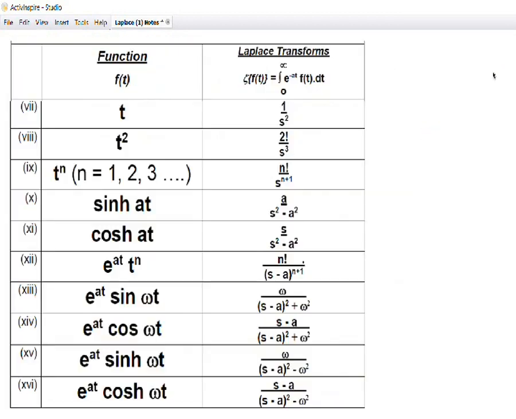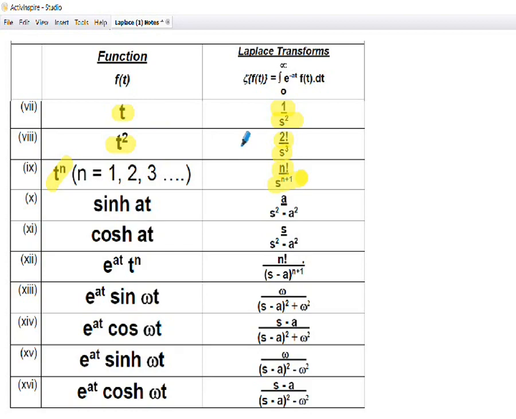There are more Laplace transforms shown here, functions of t and the Laplace transform. In row 7 here, the function of t is t, that goes to a Laplace transform of 1 upon s squared. When we look at the function of t being t squared, that goes to 2 factorial, notice that's a factorial, over s cubed, and we've got a more generic t to the n here. When the function of t is t to the n, the Laplace transform is n factorial over s to the n plus 1.